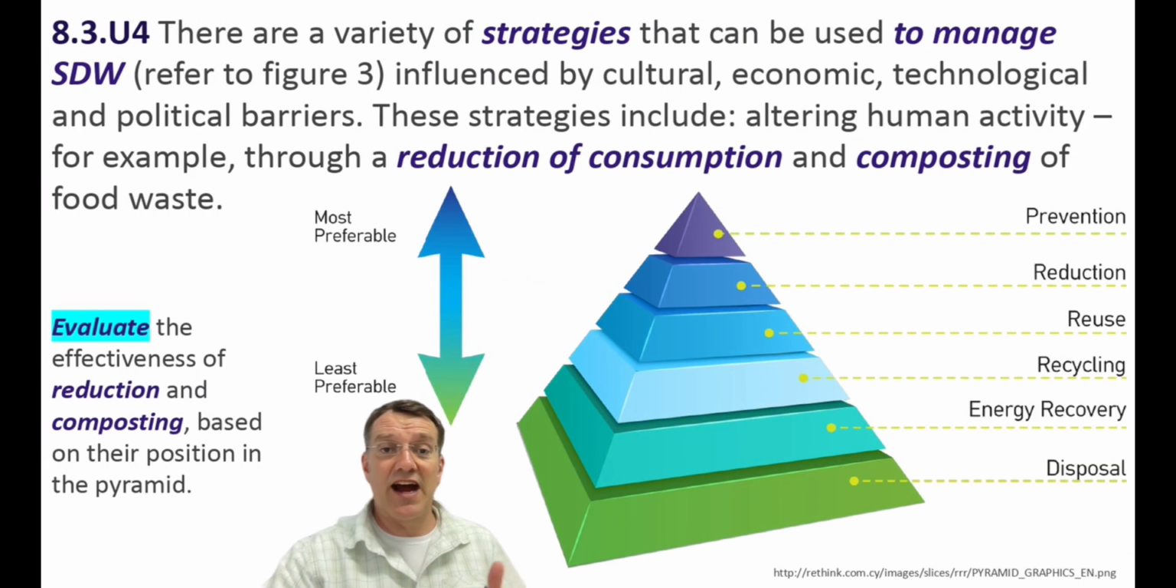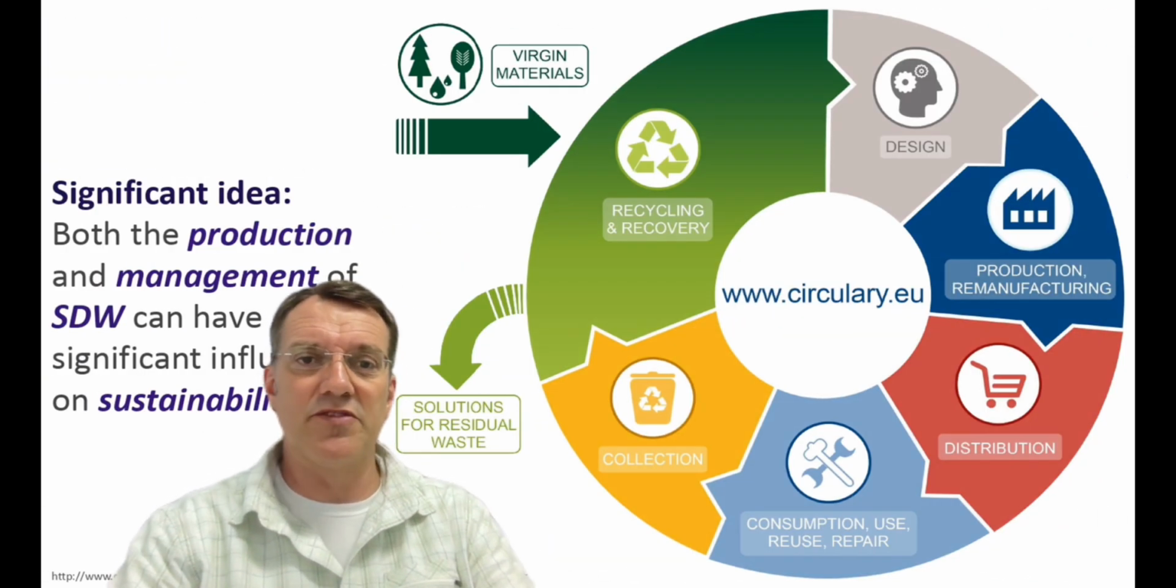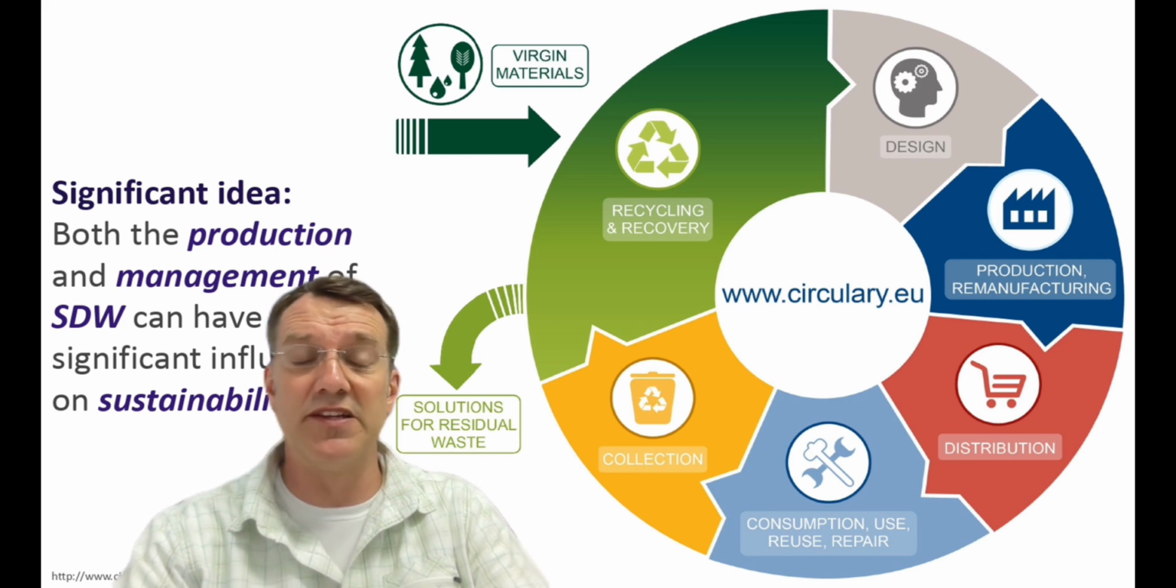The waste management hierarchy shows us that prevention and reduction are the most preferred options, followed by reuse, recycling, energy recovery, and finally, disposal, or throwing things away into a landfill. This pyramid represents the relative effectiveness of each approach. Composting falls under recycling, while reduction requires changing consumption behaviors and patterns. The significant idea here is that both production and management of solid waste influence sustainability.